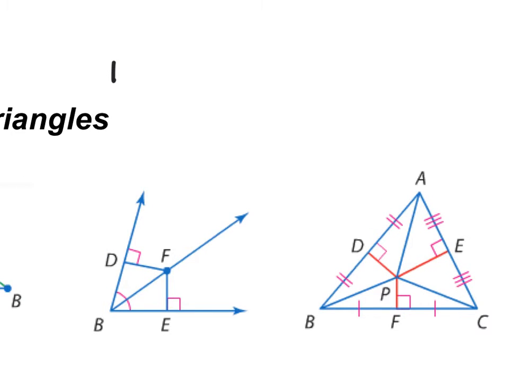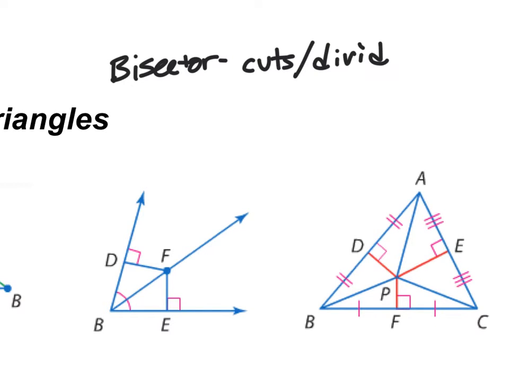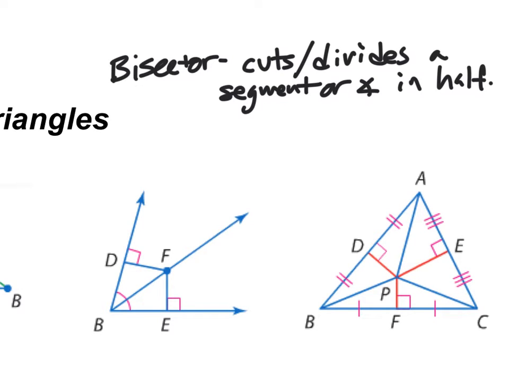A bisector cuts or divides a segment or angle in half, okay? Or we get two congruent parts. So however you think about it, a bisector cuts something in half for two congruent parts.